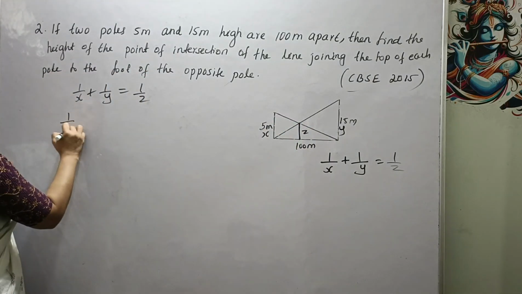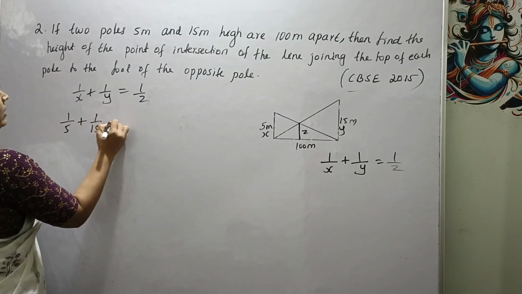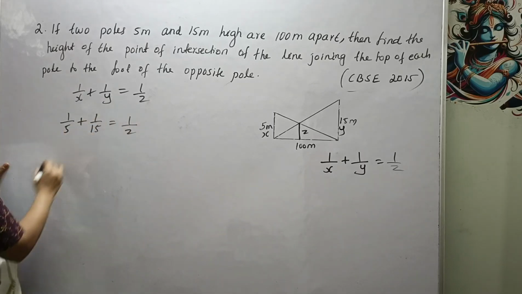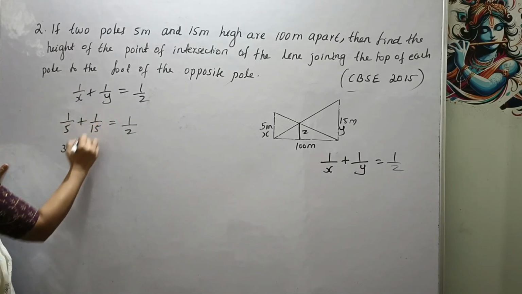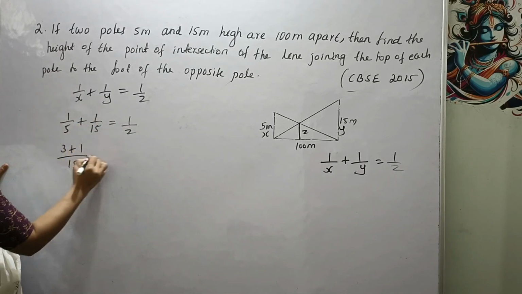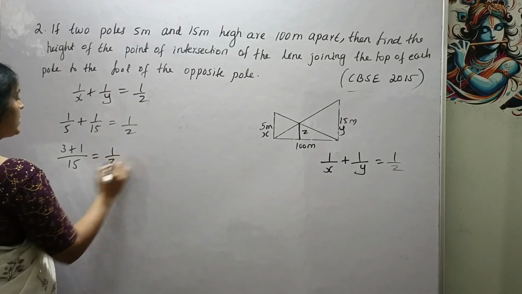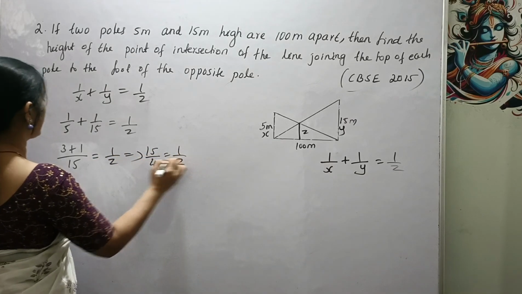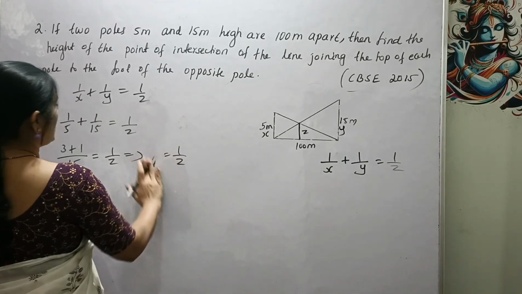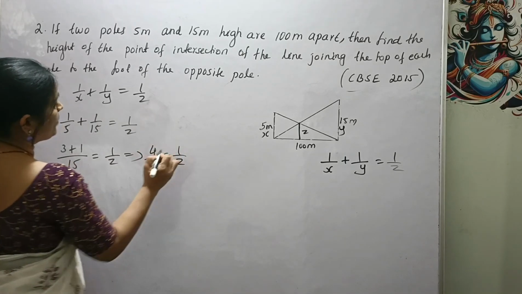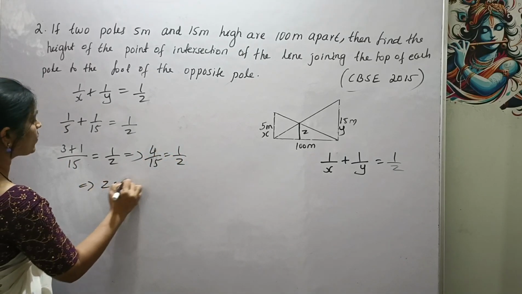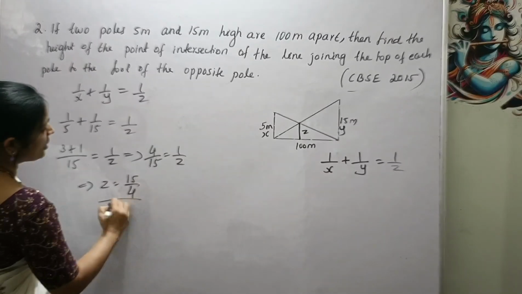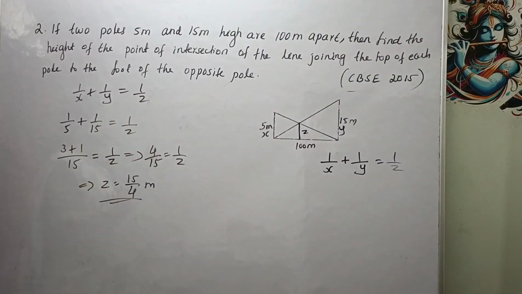Okay, so 1 by 5 plus 1 by 15 is equal to 1 by z. 3 plus 1 divided by 15 is equal to 1 by z. That implies 4 by 15 is equal to 1 by z. That implies z is equal to 15 by 4 meter. So the required height is 15 divided by 4 meter.